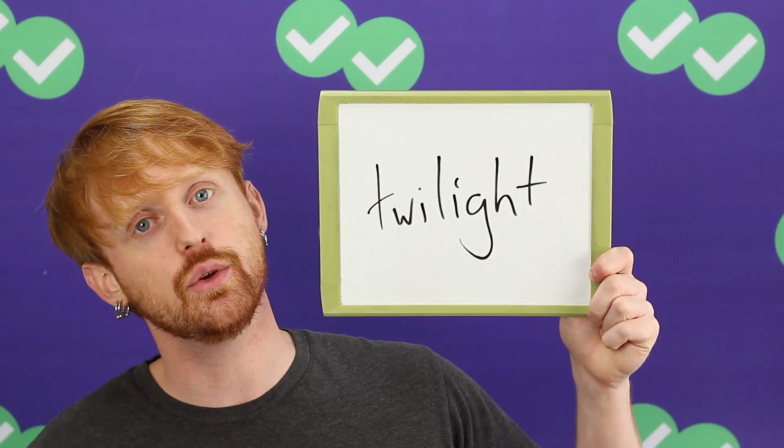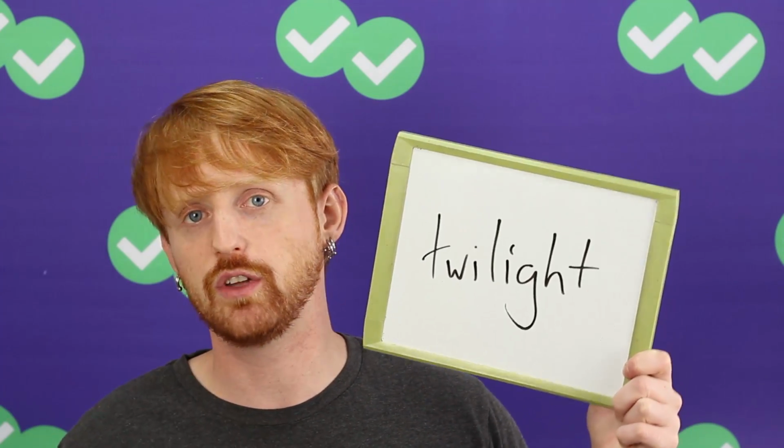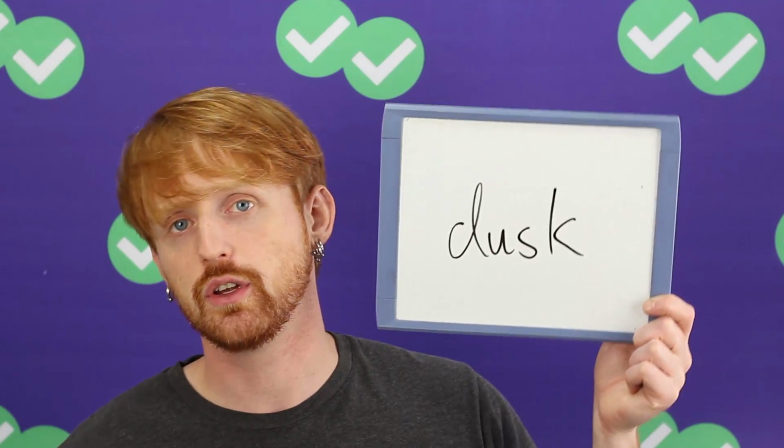We usually use this to talk about that time after sunset in the evening. It can be used to talk about the morning too, but usually it's about the evening. So twilight is that time when there's still some light in the air, but after the sun has gone down. And sometimes this is used to have the exact same meaning as another word, dusk.